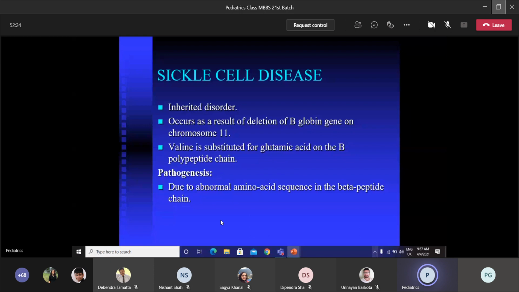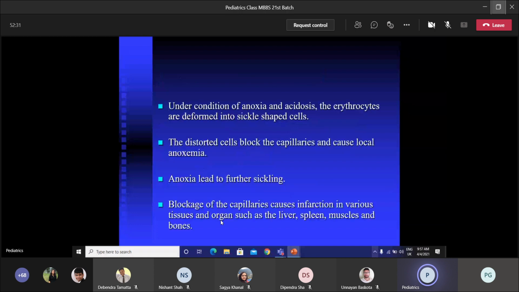Under condition of anoxia or acidosis, the erythrocytes, red blood cells, are deformed into sickle-shaped cells, and these distorted cells block the capillaries and cause local anoxemia. Anoxia leads to further sickling, and blockage of small capillaries causes infarction. So there is decreased supply of blood as well as oxygen to the tissue, which causes infarction in various tissues and organs such as liver, spleen, muscles, and bone.